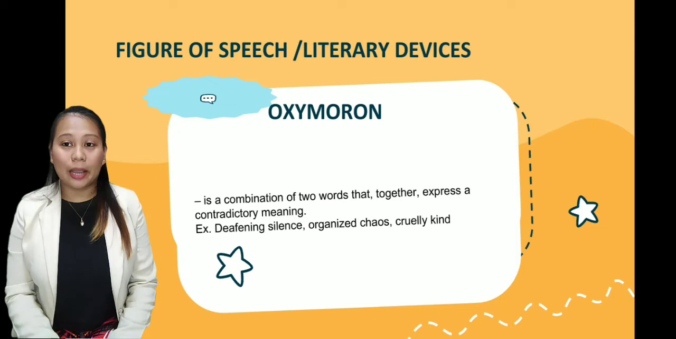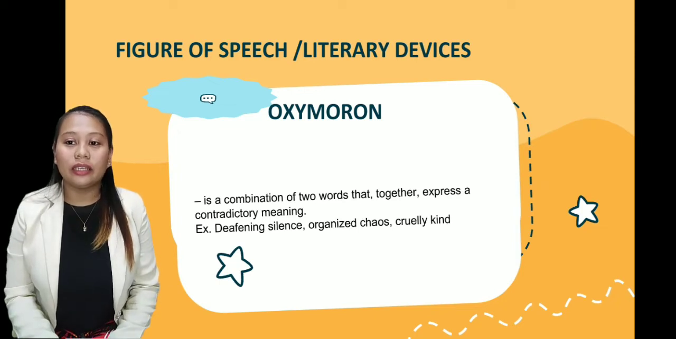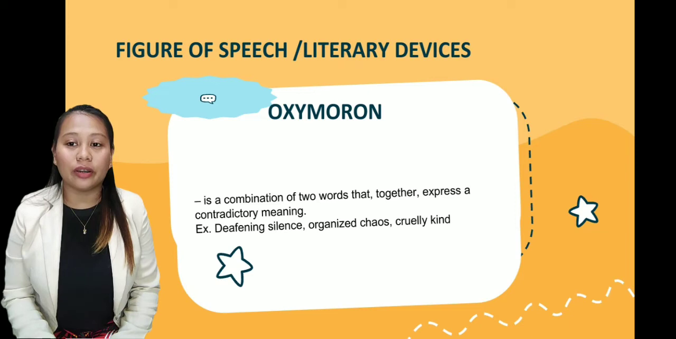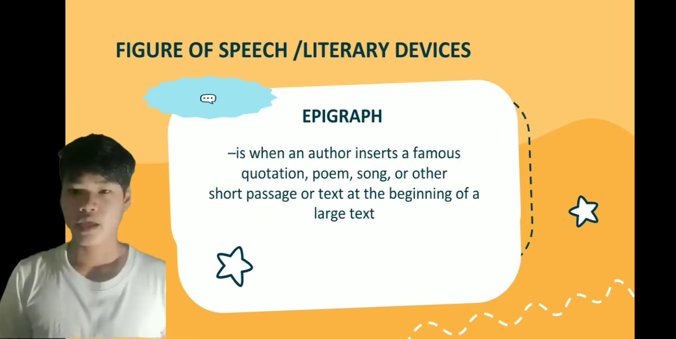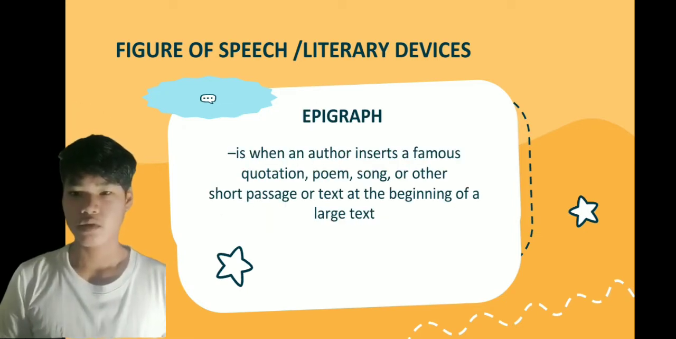Our number 9 example is oxymoron. It is a combination of two words that together express a contradictory meaning. An example of oxymoron is deafening silence, organized chaos, or cruel kindness. Epigraph is when an author inserts a famous quotation, poem, song, or other short passage or text at the beginning of a larger text.